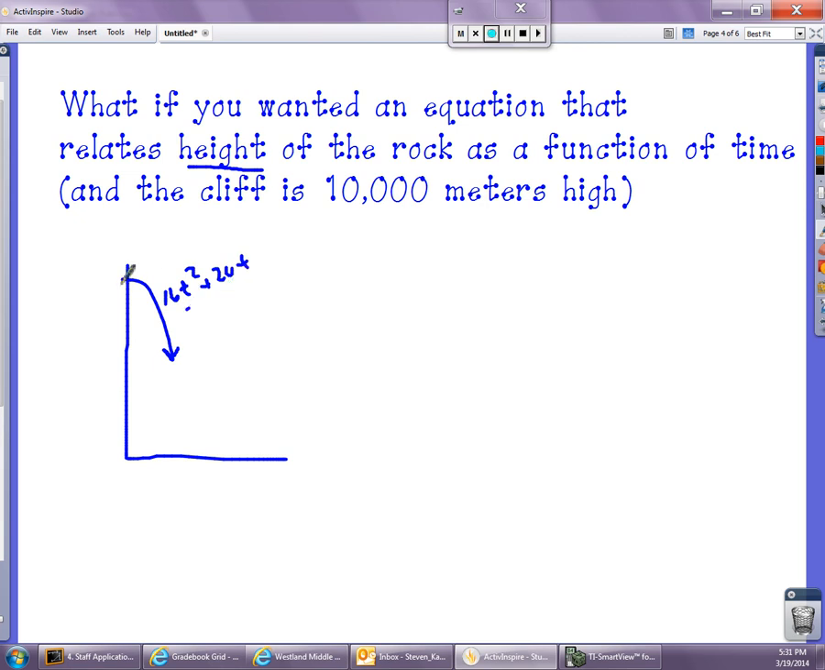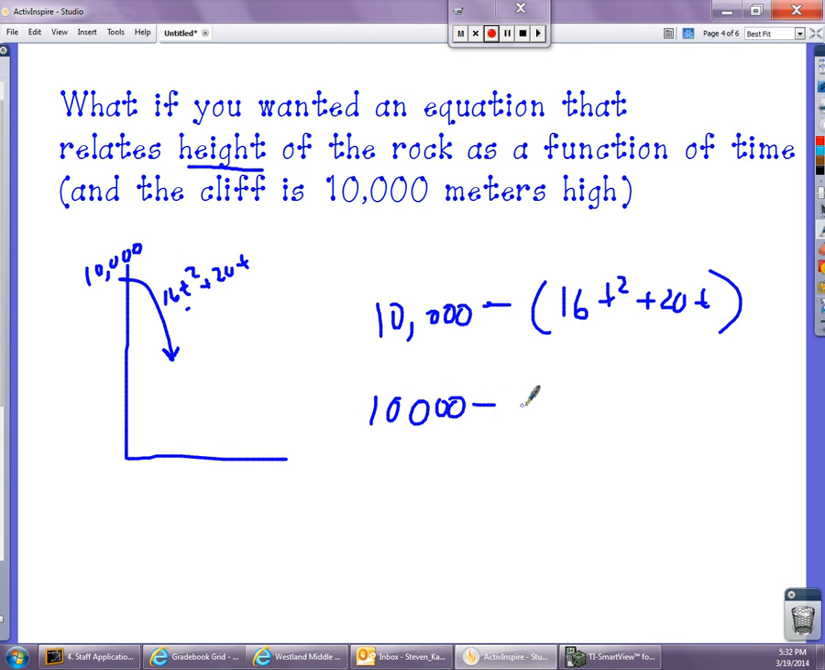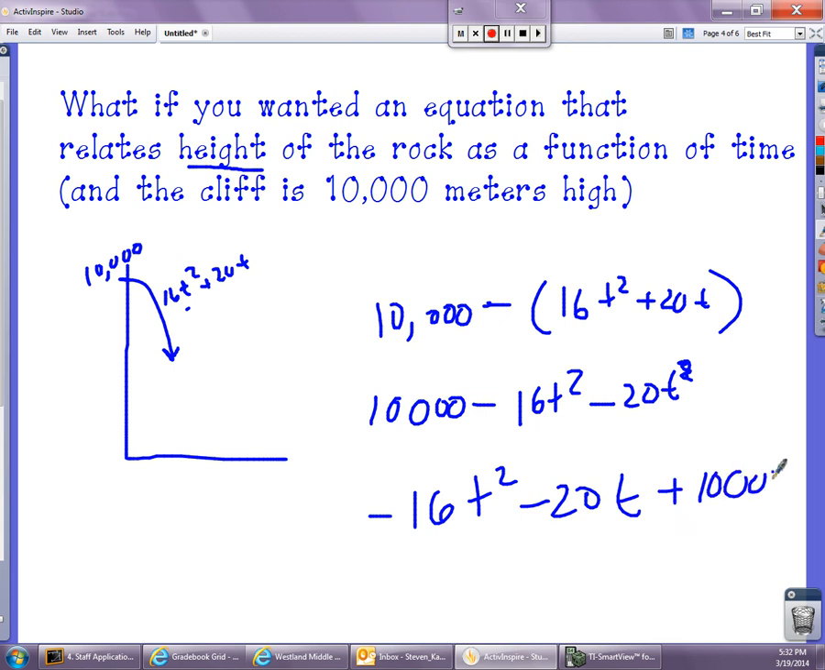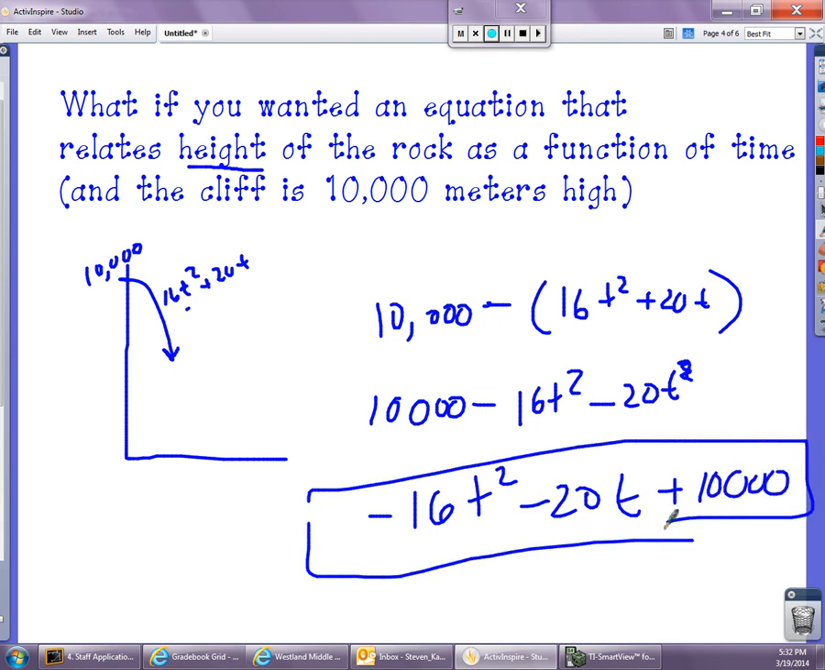Well, if you start at 10,000 feet, to find out where the rock is, we would just do 10,000 minus, and then I've got to put this whole thing in parentheses. Can't forget the parentheses, because you're going to end up simplifying this by distributing the negative sign, and you get 10,000 minus 16t squared minus 20t. And I'm just going to turn this around so it's in standard form: negative 16t squared minus 20t plus 10,000.